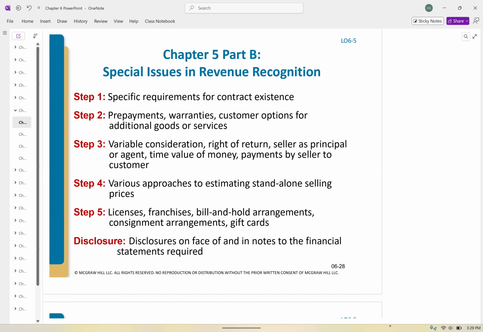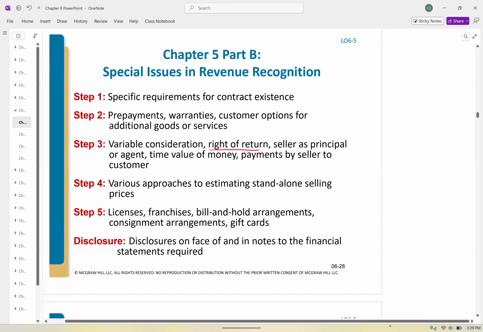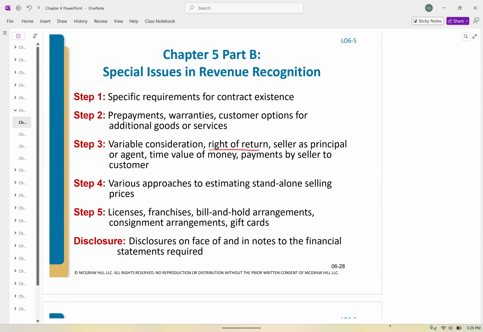There could be variable consideration, right to return. This happens in the textbook industry. So, like textbook brokers, they buy books, but they probably have a contract stating they can return any of those that they want to because they might order too many. And if they don't sell them, that puts them out a lot of money.